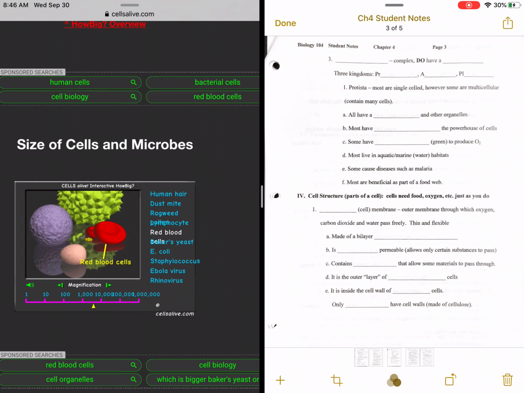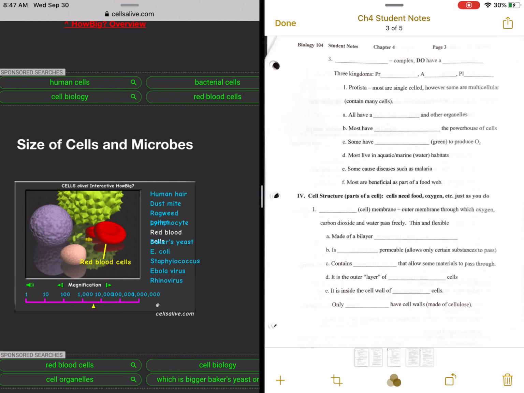Number 1, Protista. Most are single-celled. However, some are multicellular. Protista all have a nucleus and other organelles. Most have mitochondria, which is the powerhouse of cells. You guys should say that from memory now. Some have chloroplasts, which are green, and they produce oxygen.